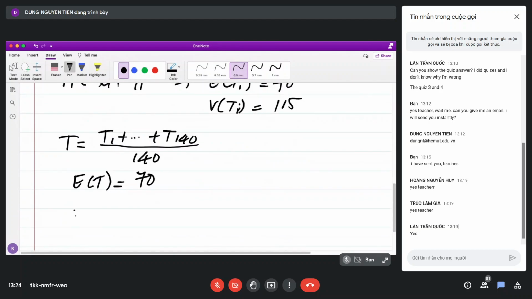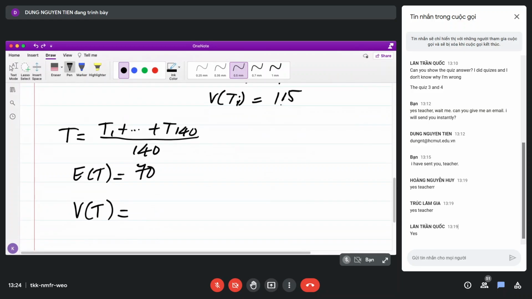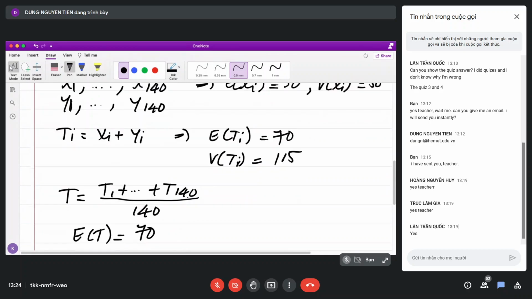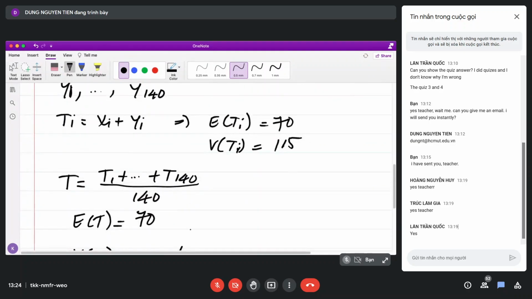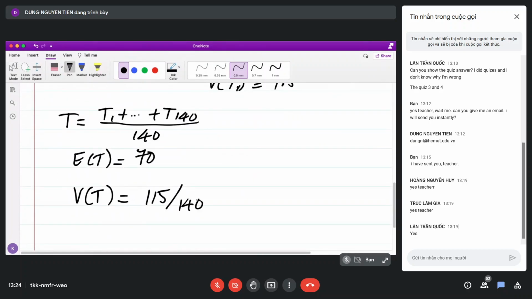All right, and the variance of T, what is that? What is the variance of T? The variance of T is the variance of Ti, 115, divided by the number of observations. So it should be 140 here. Do you understand what I'm saying? That's all clear.